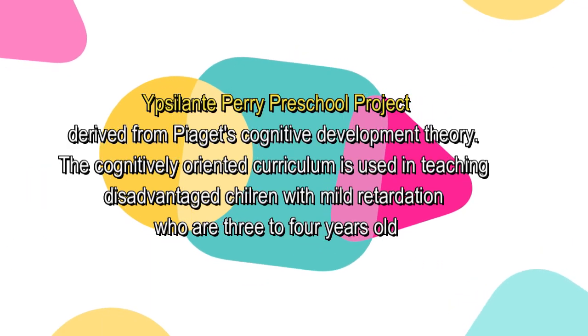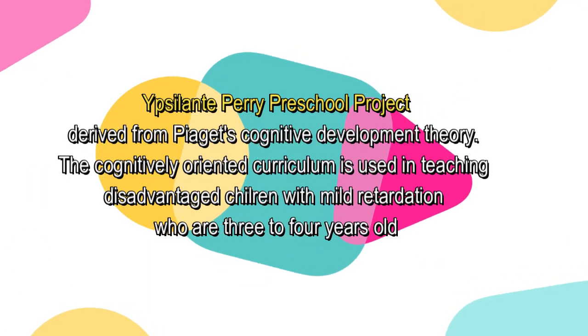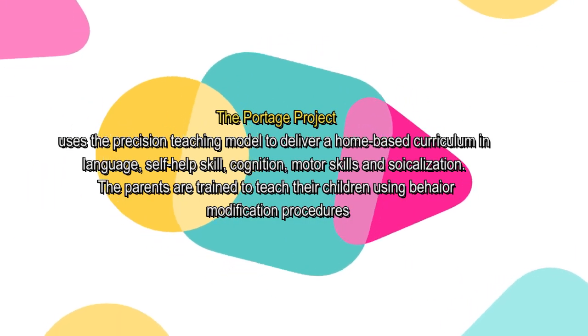Number two, the Ypsilanti Perry Preschool Project, derived from Piaget's cognitive development theory. The cognitively oriented curriculum is used in teaching disadvantaged children with mild retardation who are 3 to 4 years old. Number three, the Portage Project uses a precision teaching model to deliver a home-based curriculum in language, self-help skills, cognition, motor skills, and socialization.